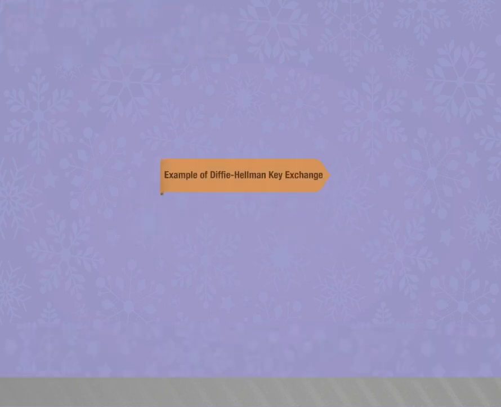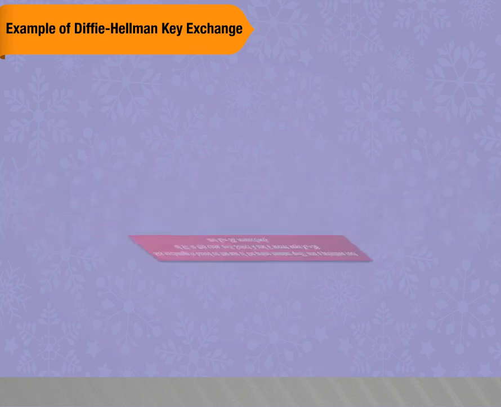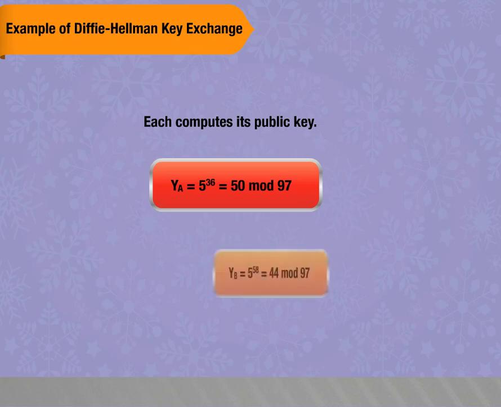Example of Diffie-Hellman key exchange. Key exchange is based on the use of the prime number q is equal to 97 and a primitive root of 97. In this case, a is equal to 5. A and B select secret keys xa is equal to 36 and xb is equal to 58 respectively. Each computes its public key. ya is equal to 5 to the power 36, which is 50 mod 97. yb is equal to 5 to the power 58, which is 44 mod 97.